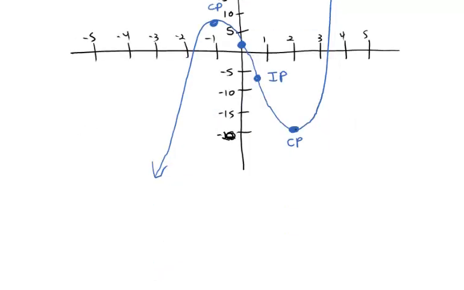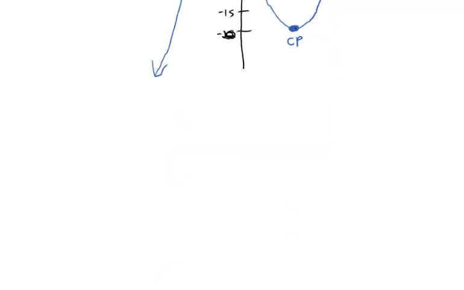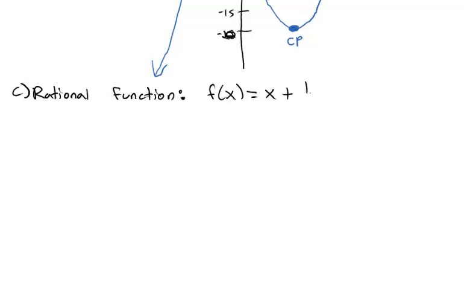Let's try and graph another one. Rather than a polynomial, this time we're going to graph a rational function. And this rational function we're going to graph, we'll start with a simple one. How about f of x equals (x plus 1) over x?